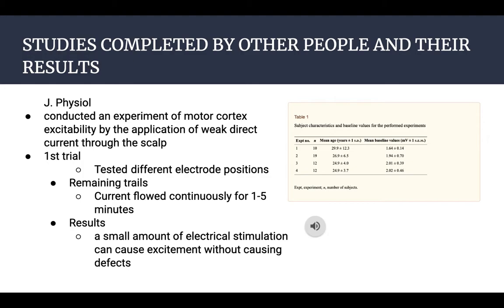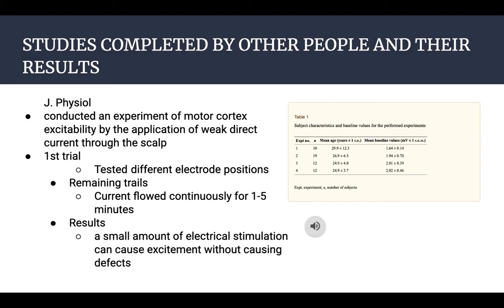If you look to the right, a figure depicts how much electrical shock was applied based on the average age of a person. In the first trial, different electrode positions were tested to find the optimal positions for stimulation. In the remaining trials, the optimal electrode arrangement was used, which led to significant and reproducible excitability changes. In the different trials, the current flowed continuously for 4 seconds and for 1 to 5 minutes with an intensity of 0.2 to 1 mA. Constant current flow was controlled by a voltmeter.